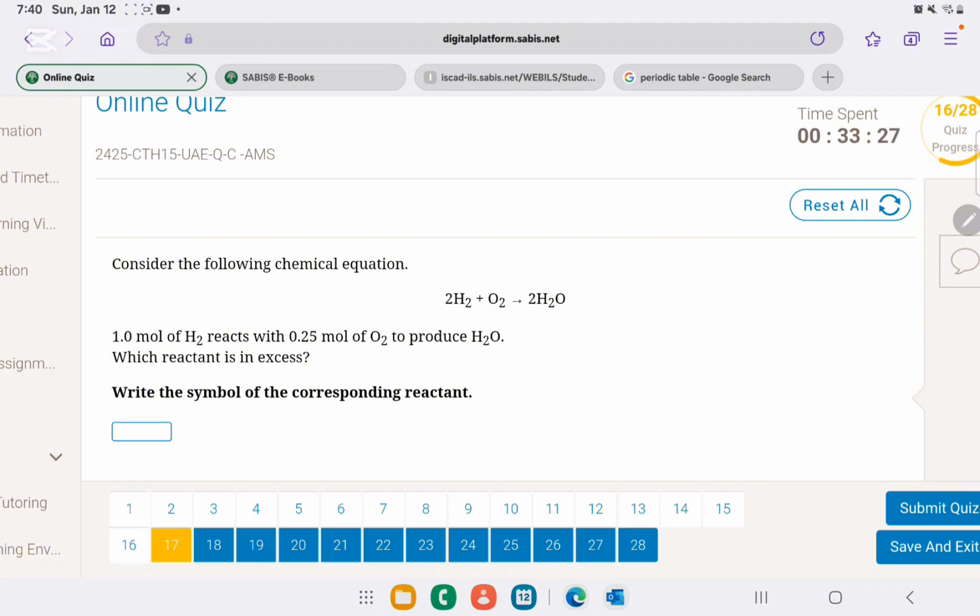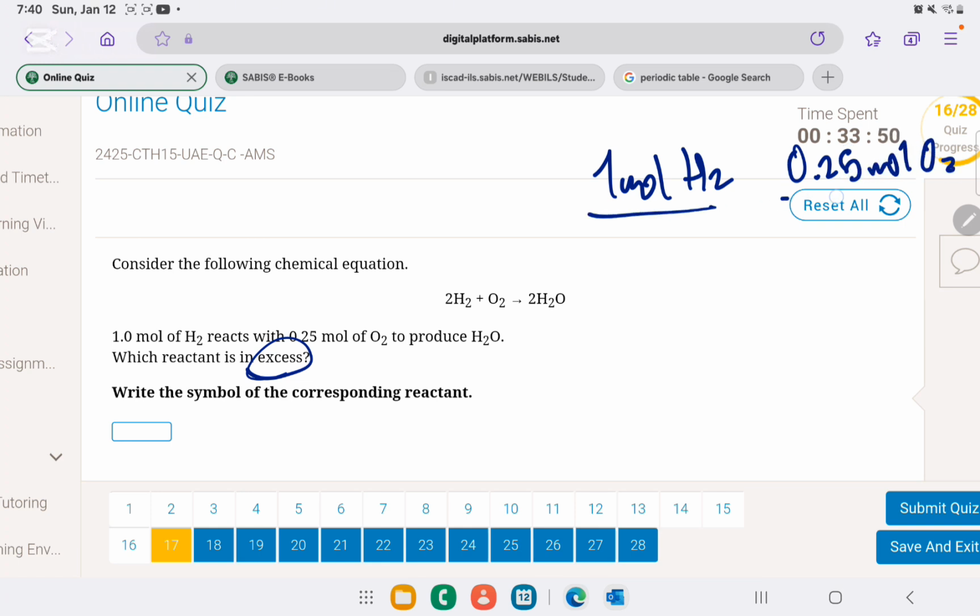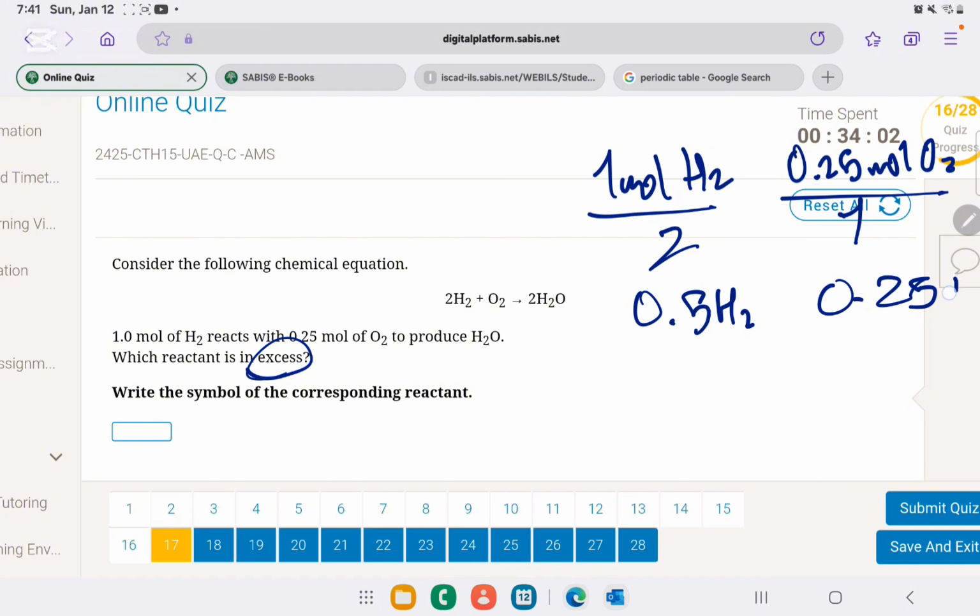1 mole of H2 reacts with 0.25 moles of O2 to produce H2O. Which reactant is in excess? Now this is limiting reagent and excess. First thing we need to do is find the moles, which they gave us. So 1 mole of H2 and 0.25 moles of O2. Now we need to divide both numbers by their coefficients. So first one divided by 2, second one divided by 1. So 0.5 and then 0.25. This is H2 and this is O2.